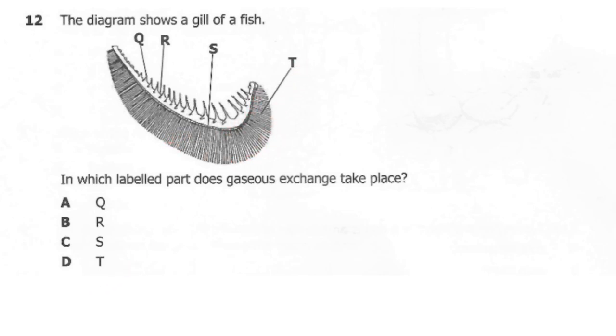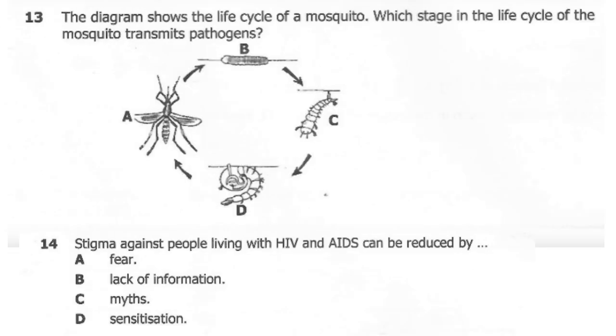Question number 13. The diagram shows the life cycle of a mosquito. Which stage in the life cycle of the mosquito transmits pathogens? So which stage does the mosquito transmit malaria, in short? So pathogens are transmitted at the adult stage, and that's A.